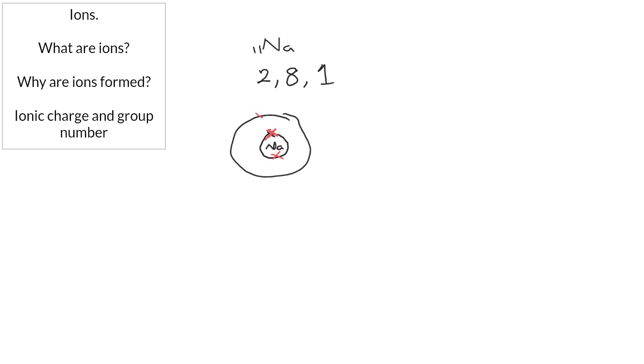Next shell will take 8 electrons. We just always write these electrons in pairs just to make it easy, okay? And the third shell, because sodium only has 11 electrons, is just going to have 1 electron. Now, during the process of forming an ion, sodium has to lose this electron.